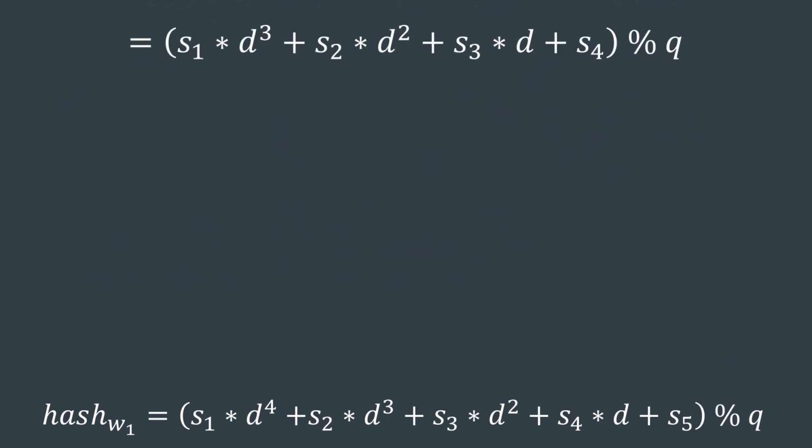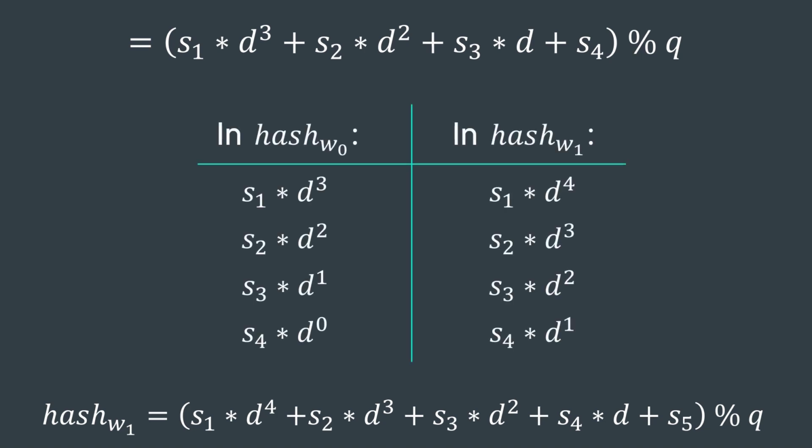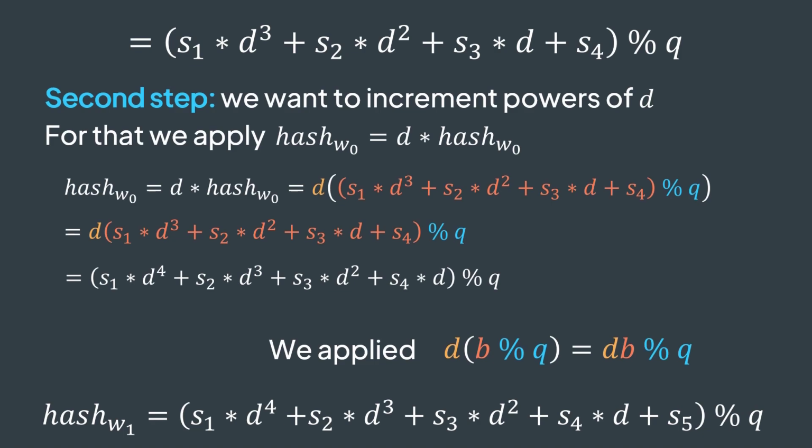Next step, we notice that powers have to be incremented to reach those in the expression below. For example, now we have s1 times d power 3, but in the final expression we have s1 times d power 4. To increment all powers, we multiply everything by d and apply this law. d times b modulo q is equal to d times b, modulo q, where b is our actual expression. You can see that now powers match.